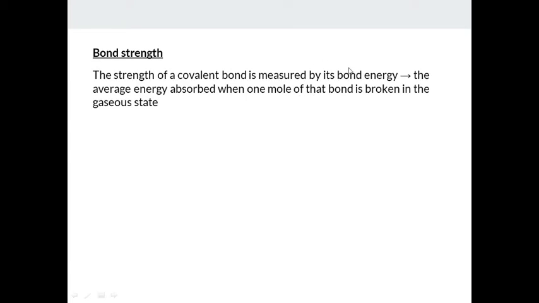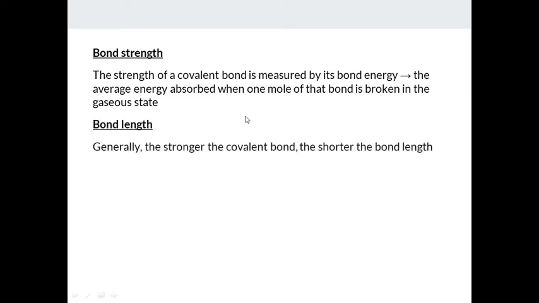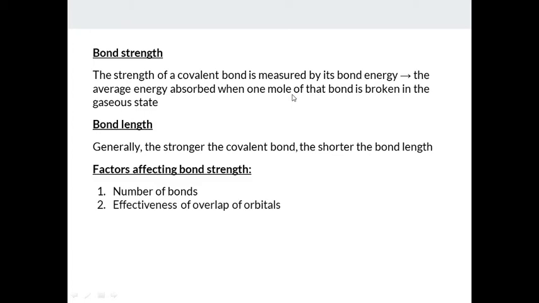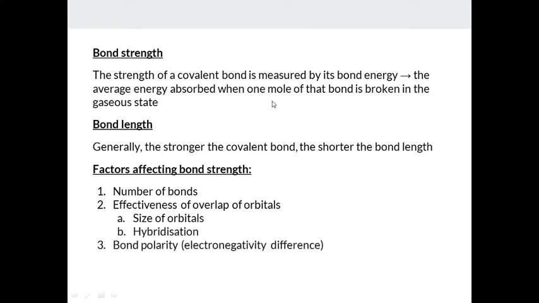The strength of a covalent bond can be measured by its bond energy, which is defined as the average energy absorbed when 1 mole of that bond is broken in the gaseous state. Generally, the stronger the covalent bond, the shorter the bond length. Factors affecting bond strength include the number of bonds, the effectiveness of overlap of the orbitals used to form the bonds, which depends in turn on the size of the orbitals and the hybridization of the orbitals, and thirdly, the bond polarity, which is the electronegativity difference between the two atoms forming the bond.